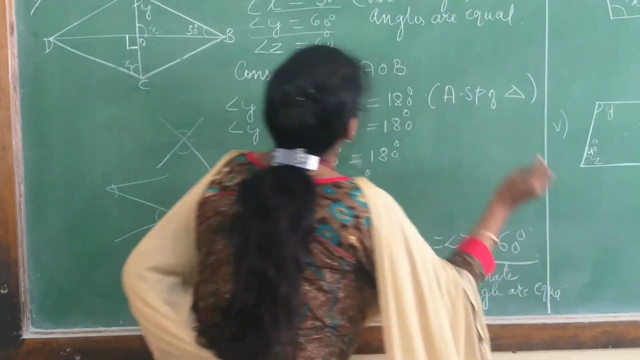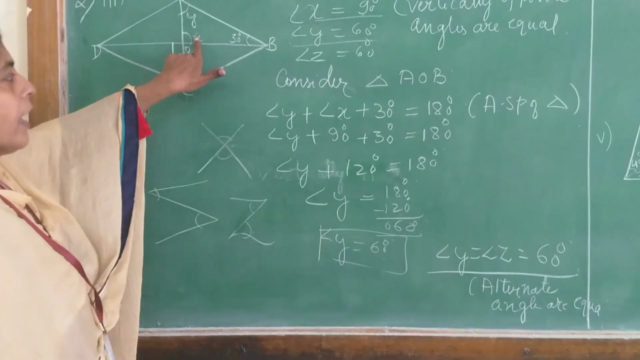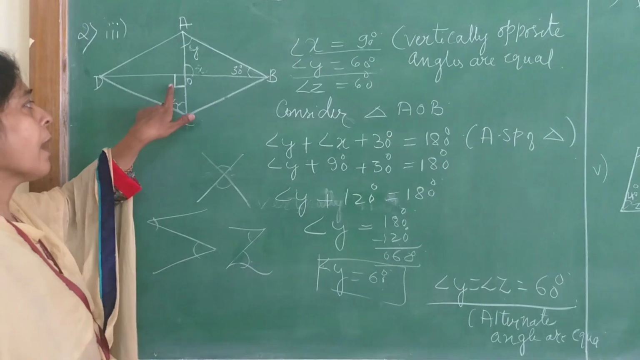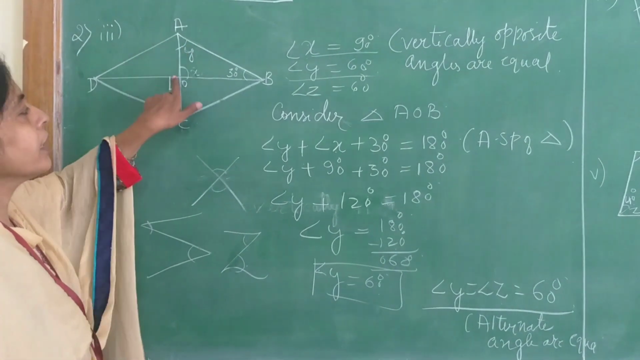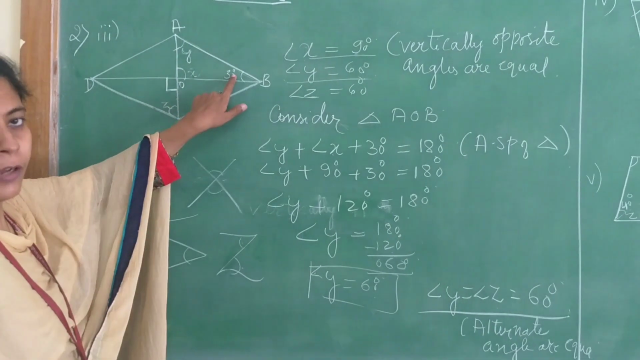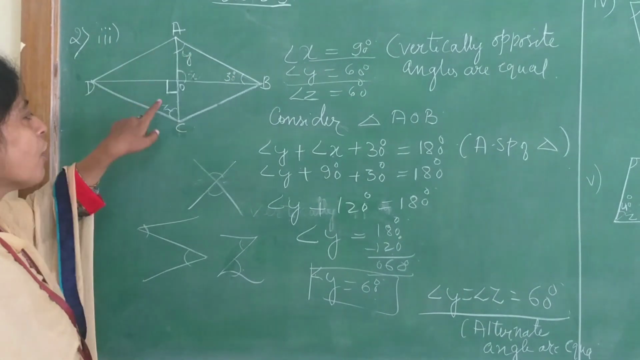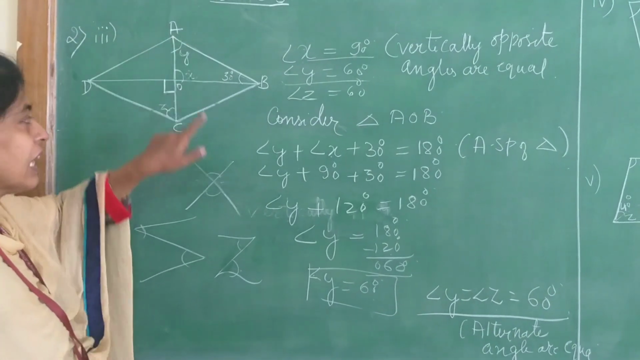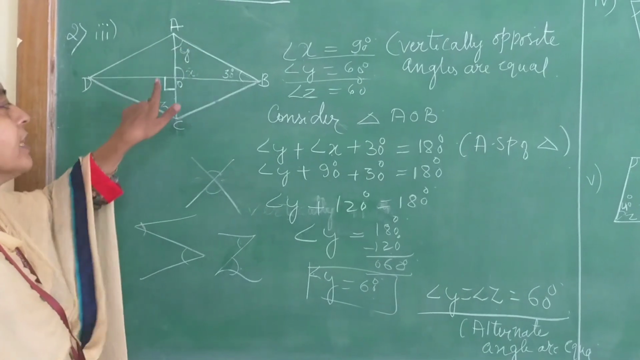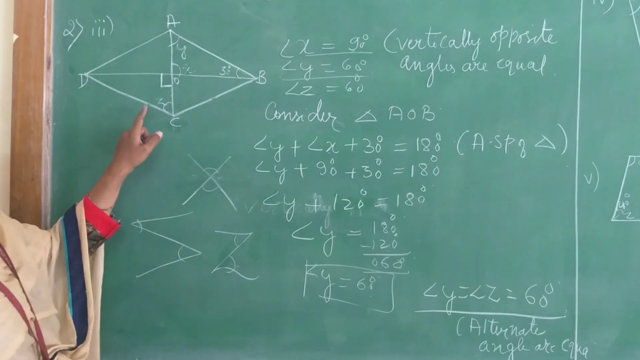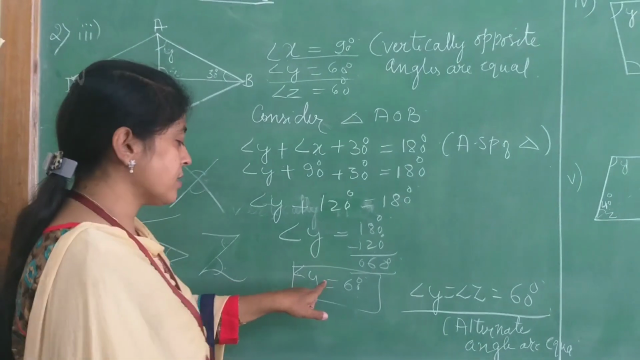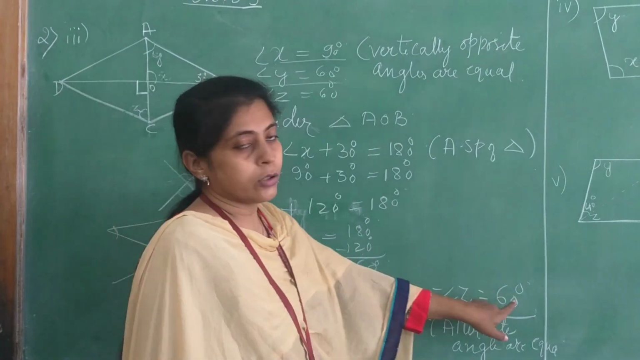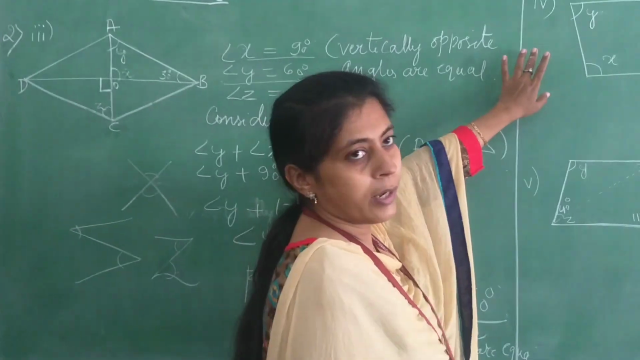So we found angle x by vertically opposite angles. We found y by taking the angle sum property of the triangle. Then we found z by taking alternate angles. As you can see, y and z are alternate angles. So therefore, y is equal to z. So angle y is equal to angle z is equal to 60 degrees. So let us see the next one.